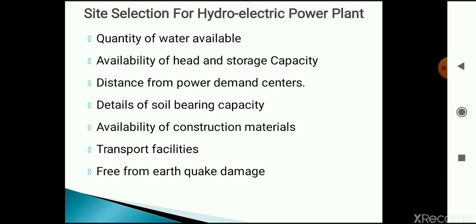Transportation facility for laborers, for any raw material, for any type of material required for the power plant. That facility of transportation should be easily available. And last, the site should be free from earthquake damages. So we can say that the location should not be the center of an earthquake. That's why all these factors are important while installing any hydroelectric power plant.